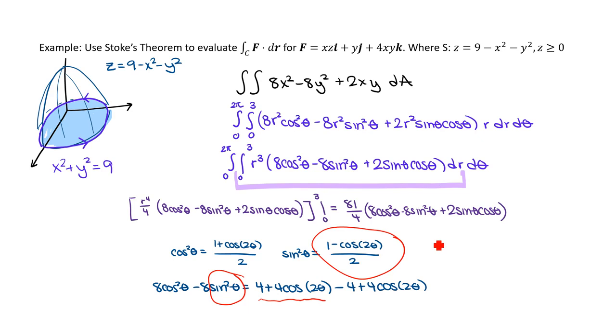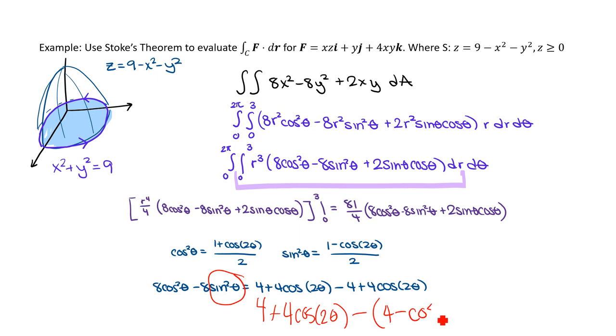So I ended up getting minus 4 plus 4 cosine 2 theta. I did some distributing in my head there. Technically, the cosine squared became 4 plus 4 cosine 2 theta, and then we have a minus 4 minus 4 cosine 2 theta. A little messy, but that's why I ended up getting a plus with the 4 cosine 2 theta. Okay, so algebra, trig, simplifying this down.